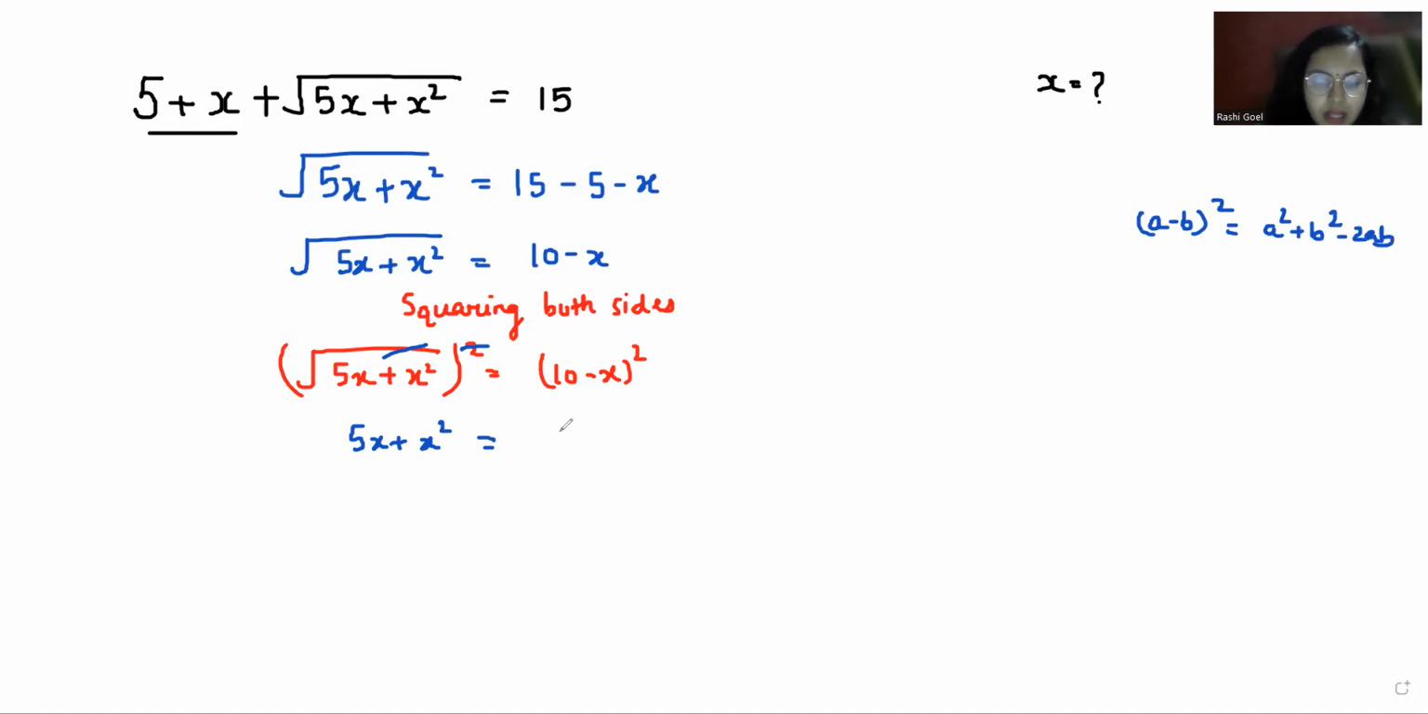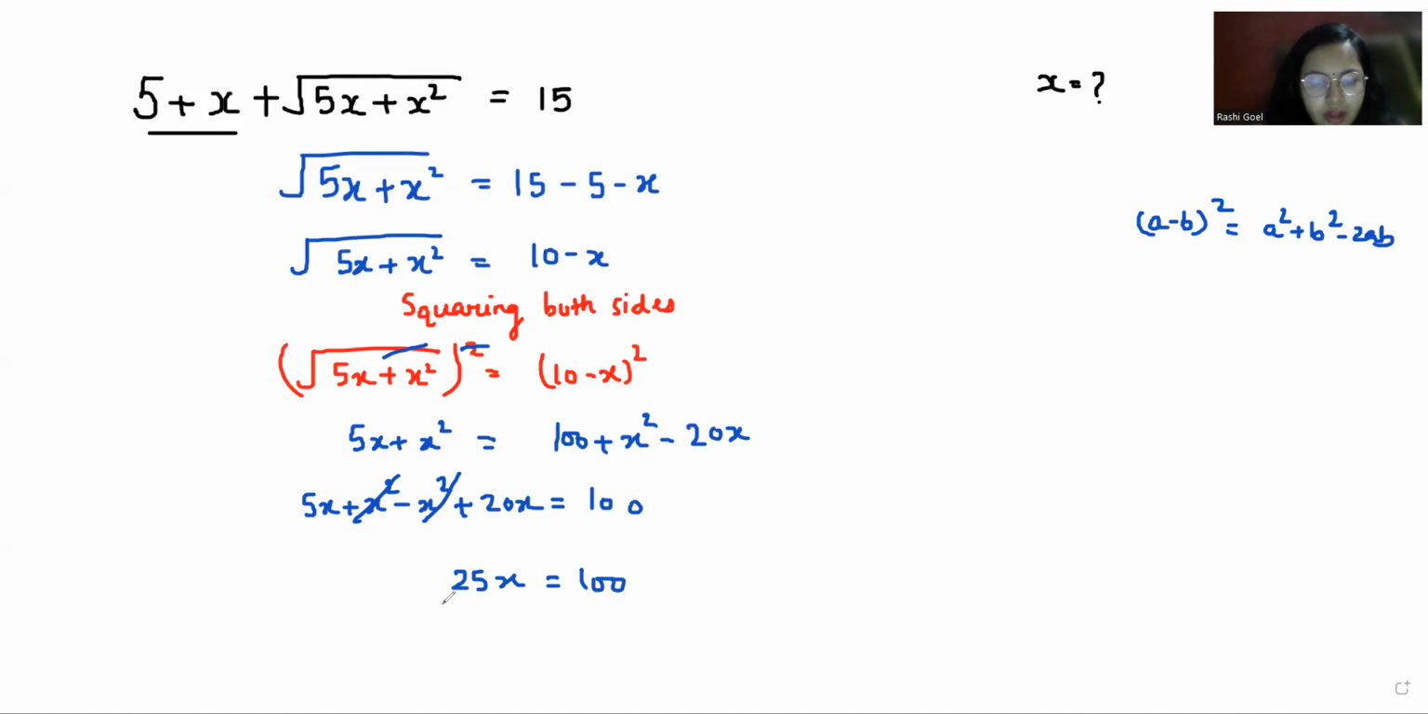So this gives us 10 square, that is 100, plus x square minus 2 times 10 times x is 20x. Now separate the variables. 5x plus x square minus x square plus 20x is equals to 100. We can cancel out this x square with x square. 5x plus 20x is 25x is equals to 100. If I divide both sides by 25, so x is equals to 4.